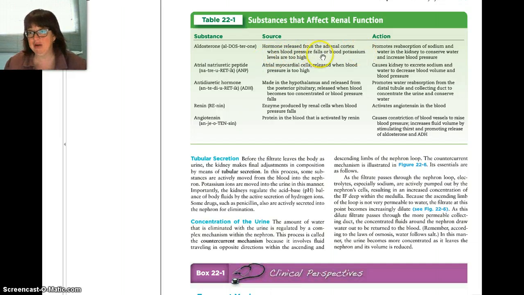When your blood pressure falls, what you end up doing is promoting reabsorption of sodium. Water follows, blood pressure will increase. Then when you look at atrial peptide, atrial has to do with the atrium of the blood. So the atrium will be stretched if blood pressure is too high, it will then excrete sodium. If you excrete sodium, the sodium moves into the kidney, and the water will follow, and you will decrease blood volume.